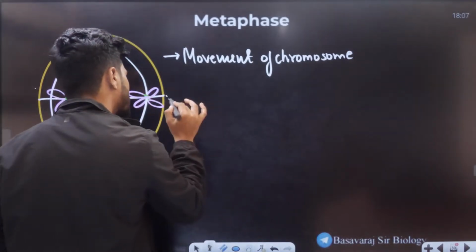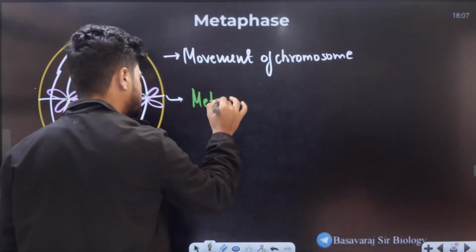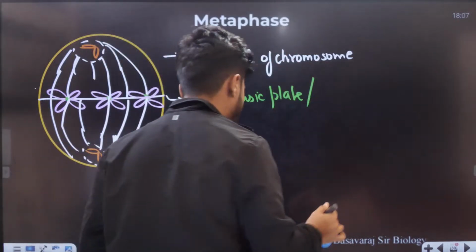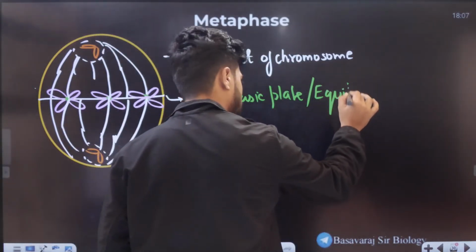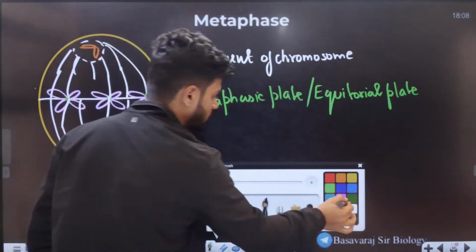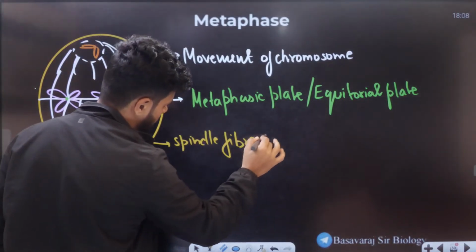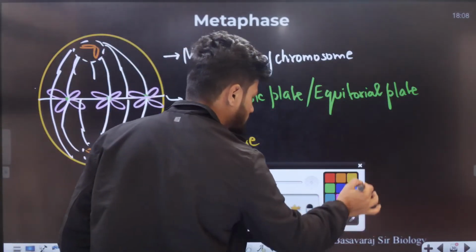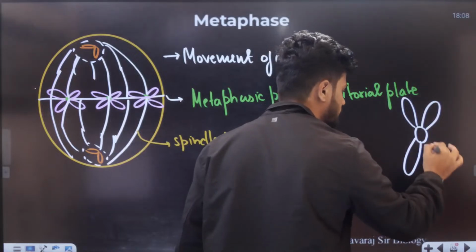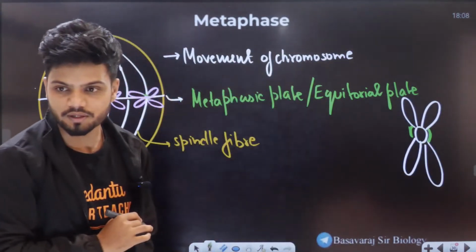Now, this right here is called the metaphasic plate, also called the equatorial plate. Now here we have the spindle fibers. Now students, understand here. Let me draw and show you one more time. For example, this is the chromosome. On this chromosome, there is the kinetochore here.